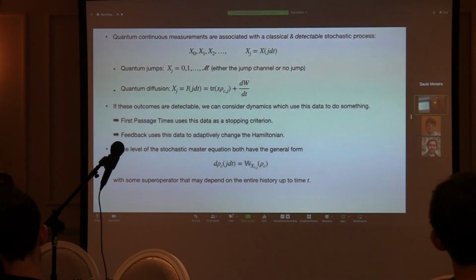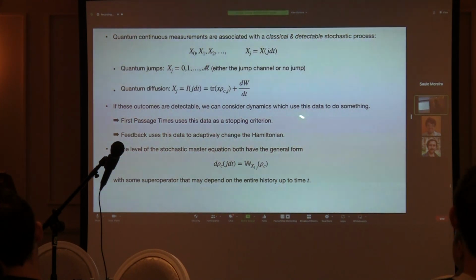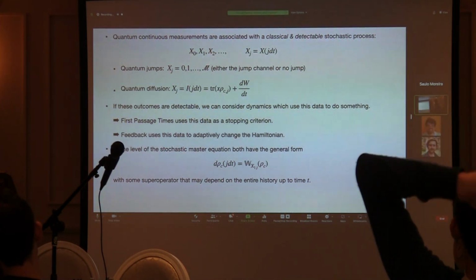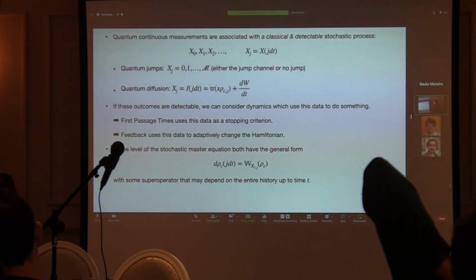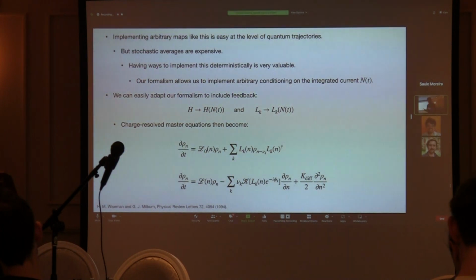I modify the Hamiltonian of the system given this stochastic process, right? In this way, we can do any kind of first passage times and any kind of feedback. And at the level of the master equation, actually implementing this is super easy, right? You can come up with super weird stopping criteria for first passage time. You can say, I'm going to stop when I observe 5 jumps of this type, followed by 3 of this type. You can come up with any kind of criteria you want to write a first passage time problem.